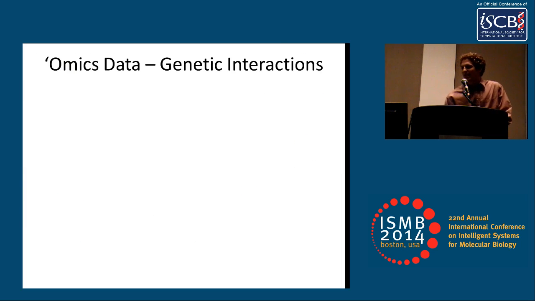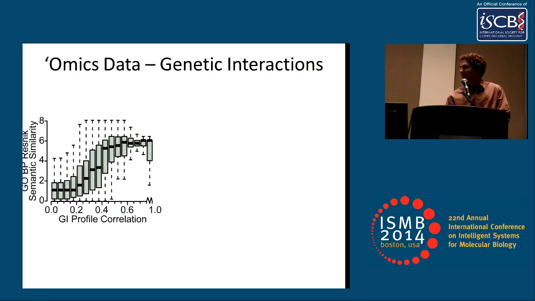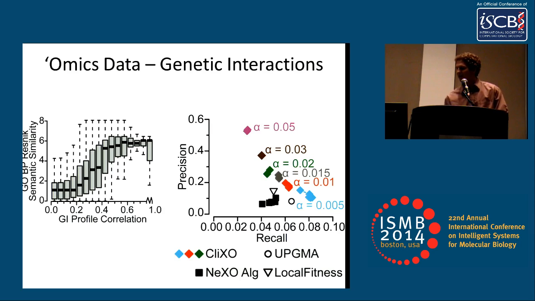So first I'll show you genetic interactions. We saw before it's correlated with this Resnik semantic similarity. And when we run CLIXO, represented as these colored diamonds here, it outperforms all the other algorithms that we tested. And a couple of things to note. One is that this alpha parameter acts as a trade-off between precision and recall. And then at each alpha setting, CLIXO outputs the terms in order of confidence, so we have kind of a mini precision recall for each of these levels as well.